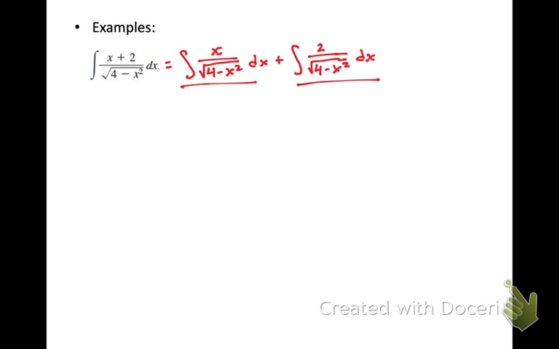Oh. So on this one, if I have the integral, this would be written as x times 4 minus x squared to the negative 1/2 dx.